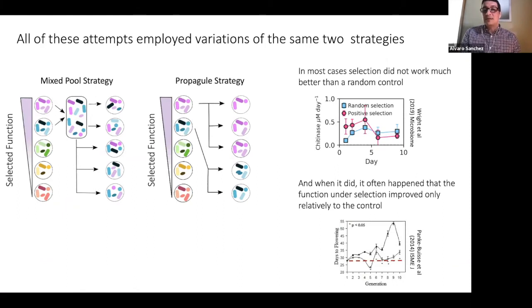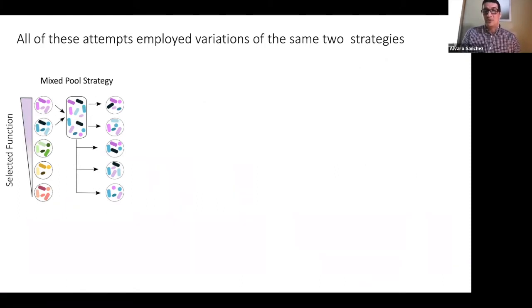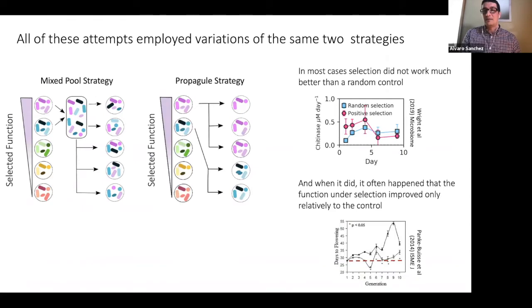Now, in most of these cases that I am showing here, selection did not work much better than a random control. And when it did, what happened was that the selection line did better than the random control in relative terms, right? But both of them did not necessarily follow the desired increase in directional selection.